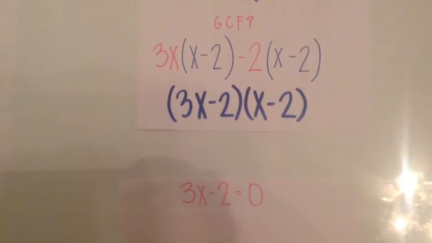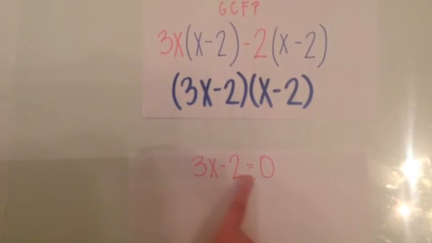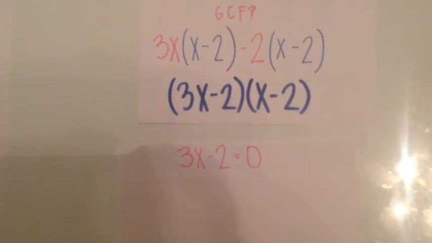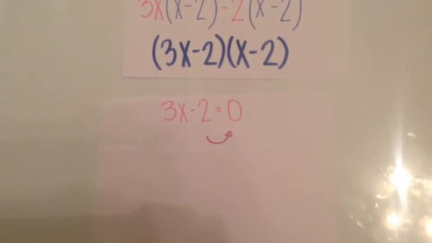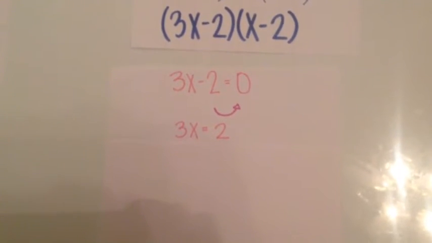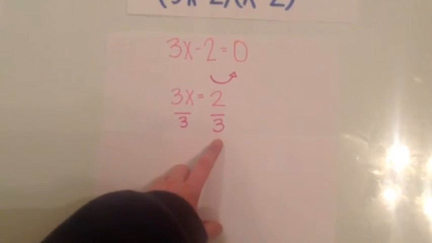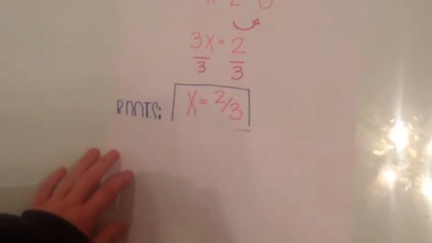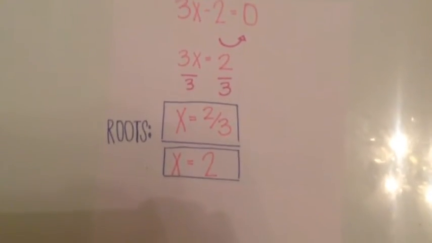And so to find our roots for this equation, we have to equal them to 0 just like before. So we equal 3x minus 2 equal to 0. So we bring the 2 to the other side just like before by adding it. So it is 3x equals 2. So then we're going to divide the 3 to each side. And so x equals 2/3. And our other root, we're going to equal that to 0 so that it will equal x equals 2.